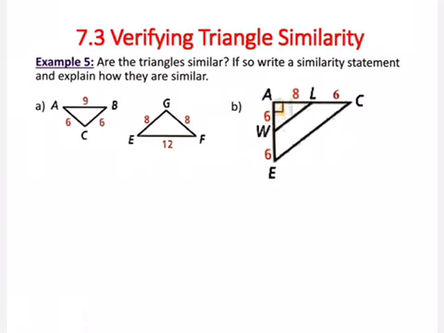Are the triangles similar? If so, write a similarity statement and explain how you know they are similar. So same idea here. Now we're looking at the sides to see if they are proportional, because we don't have any angles. So we'll take AC, match it up with GE. We have CB, match it up with GF, and then AB matching up with EF.